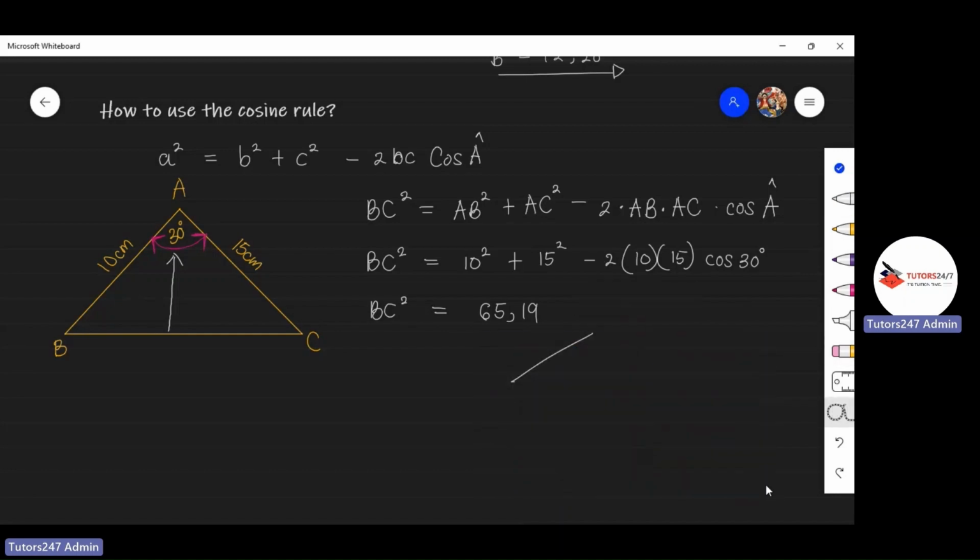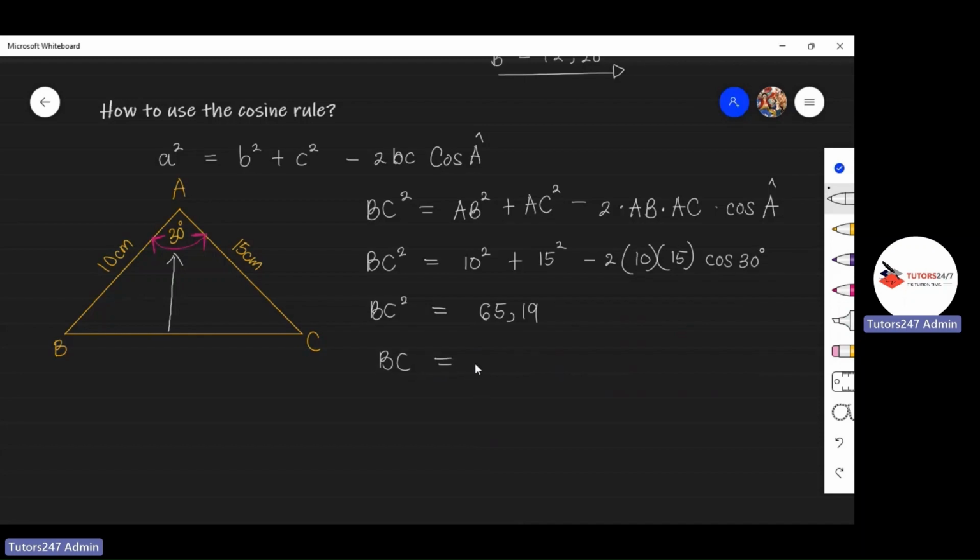We're going to try to get rid of the squared by square rooting both sides. We are using the same thing on both sides. We're square rooting the left and we're square rooting the right, because you cannot only square root one side. Whatever you do to the left, you have to do to the right. So if we square root BC squared, we'll end up with BC.